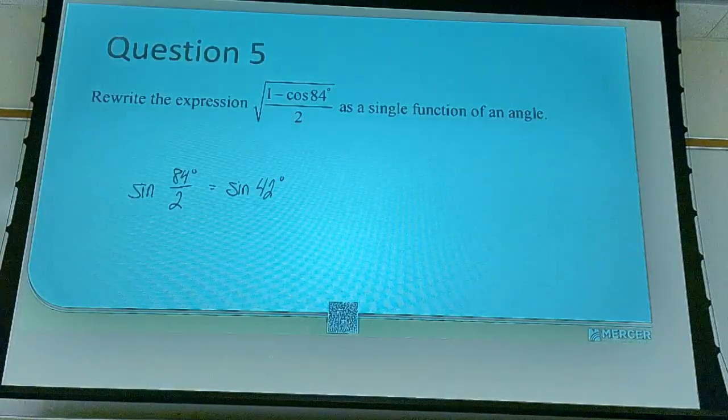Sine of 42 degrees. 42 degrees is in the first quadrant, right? Is sine positive in the first quadrant? Yes, that's right. If it wasn't, we just have to multiply by minus 1. If sine wasn't positive in that quadrant, you just have to multiply it.